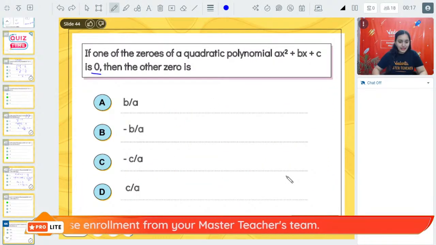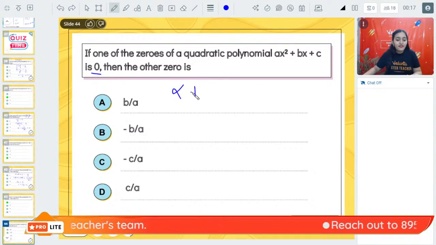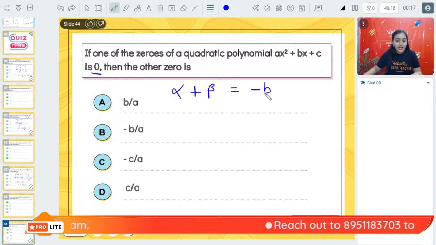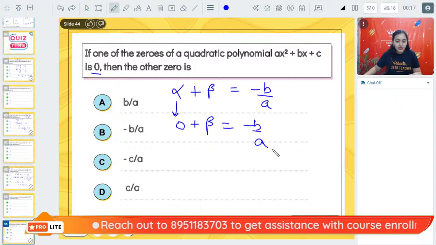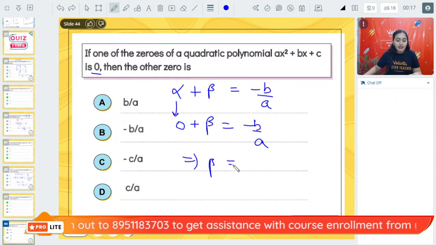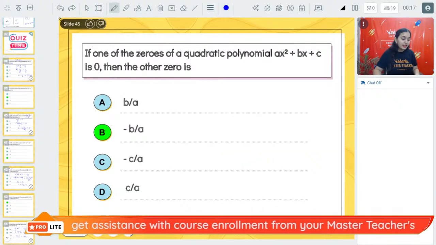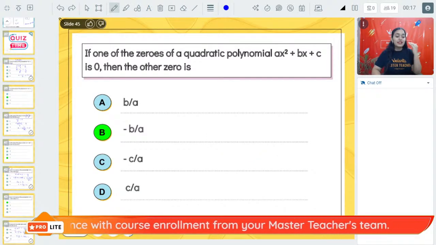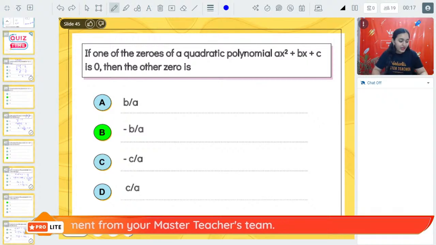And the right answer: if one of the zeros is 0, then the other zero is dash. Very simple. If alpha plus beta is minus b upon a, now alpha is 0, 0 plus beta is minus b upon a. This implies that beta is minus b upon a. So simple. If one of the zeros is 0, the other zero is obviously minus b upon a.